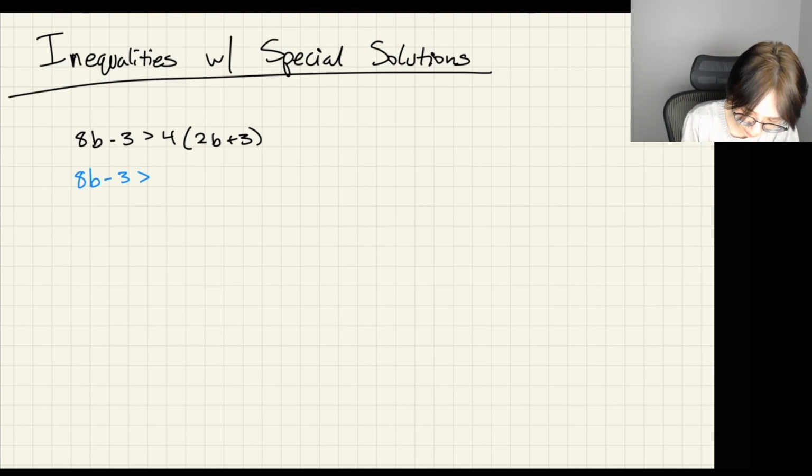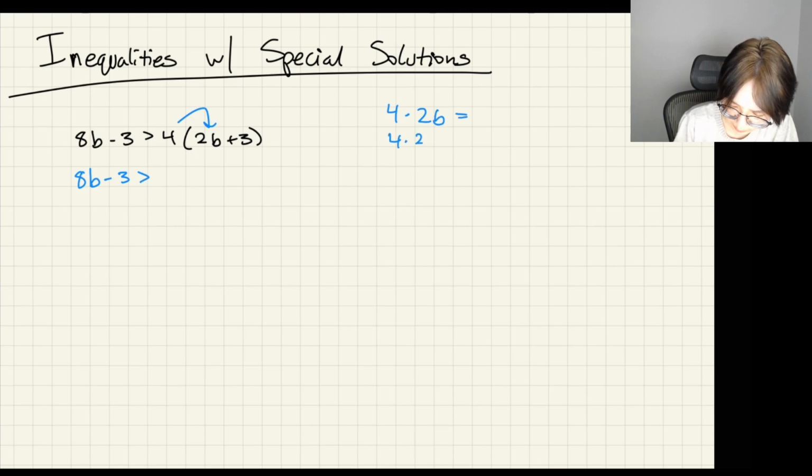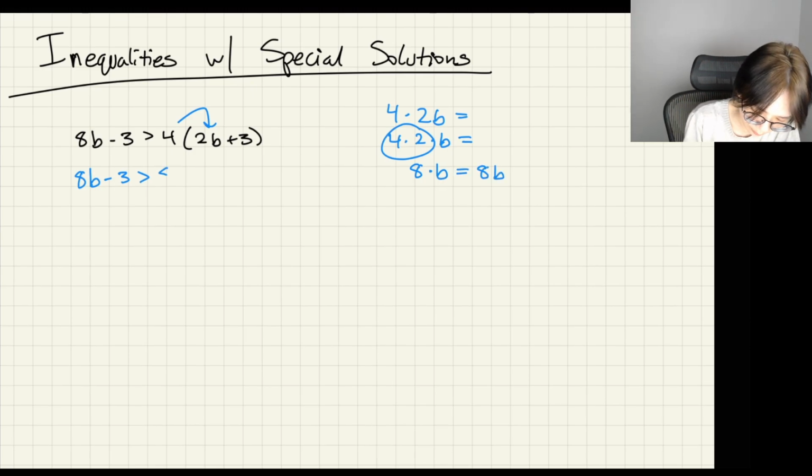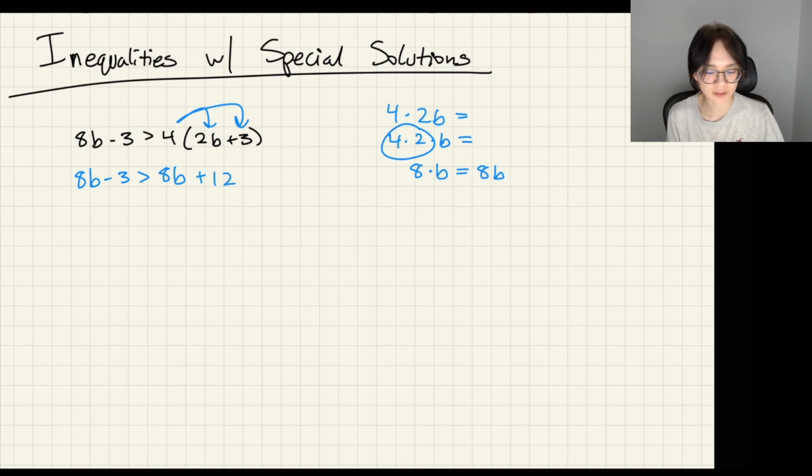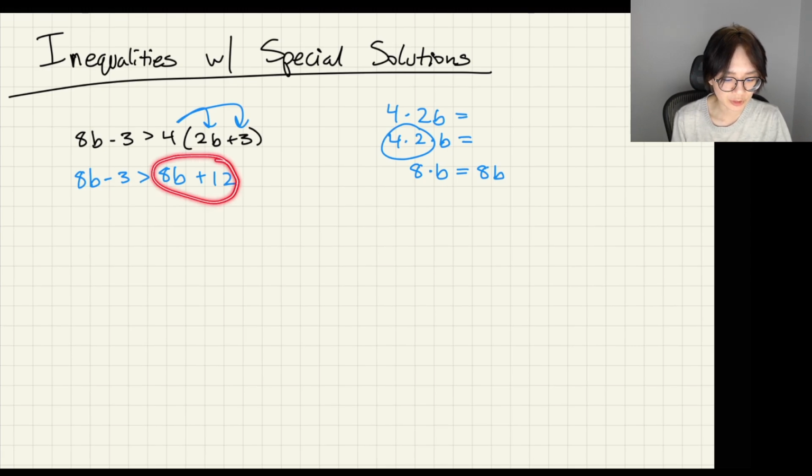4b minus 3 greater than 4 times 2b plus 3. Just real quick, 4 times 2b is the same thing as 4 times 2 times b. 4 times 2 is 8, times b is equal to 8b. So 4 times 2b is 8b plus 4 times 3, which is 12. And then from here, you might notice it doesn't really matter which side we decide for b to be on.